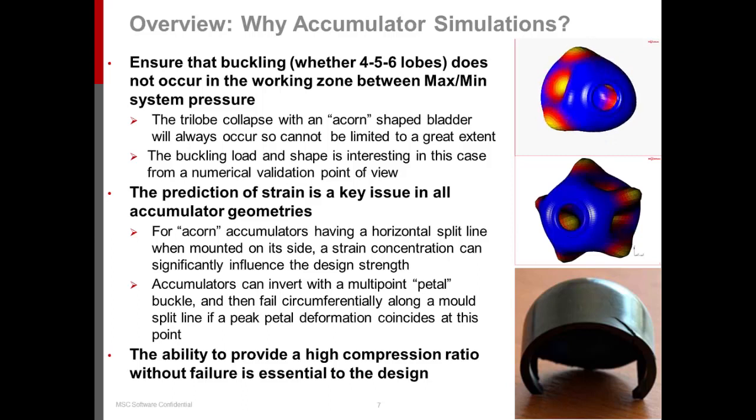The prediction of the strain that occurs is a key issue in all of the accumulator geometries. It's particularly important in the acorn type accumulators because we have a horizontal split line which runs around the top face of the mold. What we need to ensure is that the highest stress point doesn't occur in correlation with the split line of the mold, causing a design problem. We use this software because it provides us the ability to provide extremely high compression ratios by using the software to predict where failures could occur and selectively eliminate them.